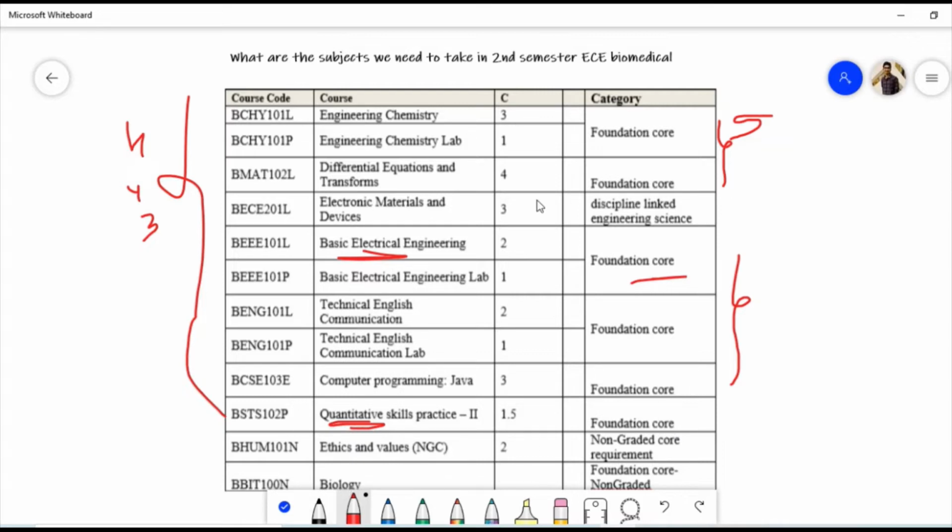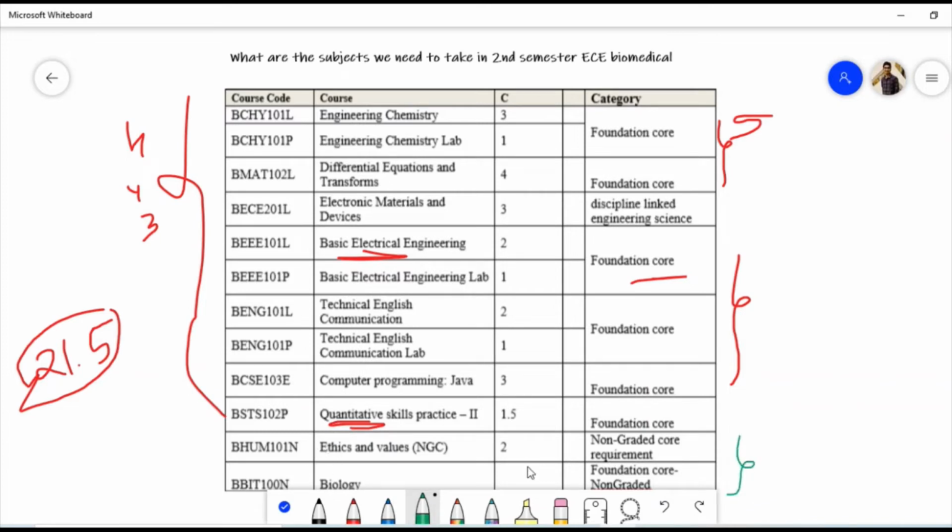Then next, in total: engineering chemistry, differential equations, electronic materials, basic electrical, technical English, Java programming and soft skill. Totally we are getting 21.5 credits. Okay, so these are credit courses. Then next, two other courses have also been mentioned: ethics and values, and biology. These are non-credit courses.